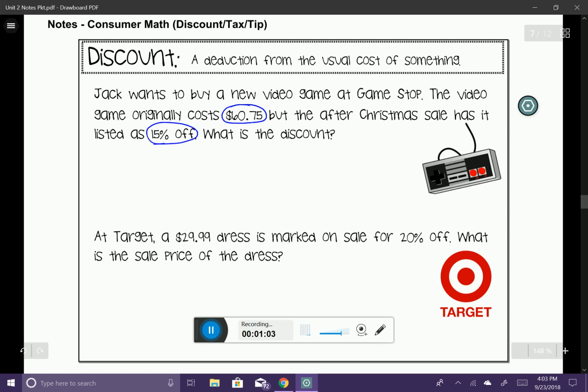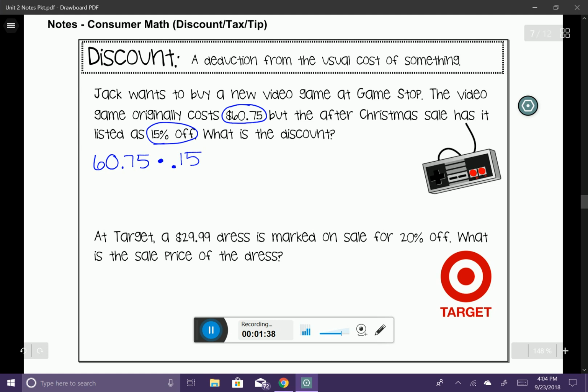So we have to use our skills from the previous section on percent of a number to figure out what is 15% of $60.75. In the last section, we talked about taking that number, $60.75, and multiplying it by our percentage. Before I write down the percentage, you have to remember that a percentage has to be turned into a decimal before you can multiply it. So in our case, it's going to be 0.15.